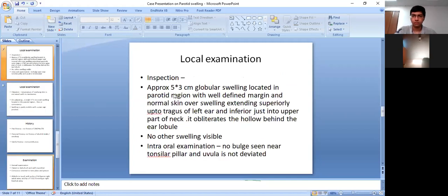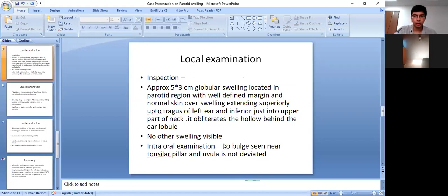Yes, so whatever the size, shape, location, margin, skin. Skin is important, and obliteration of the hollow is important. This will point you towards the parotid swelling. That is it. No other swelling visible. Again, this is to see whether bilateral swelling is present or not.